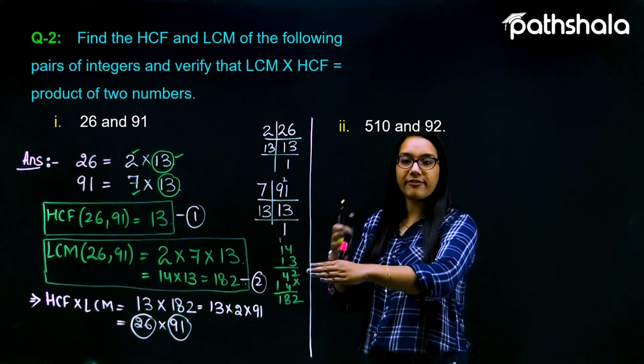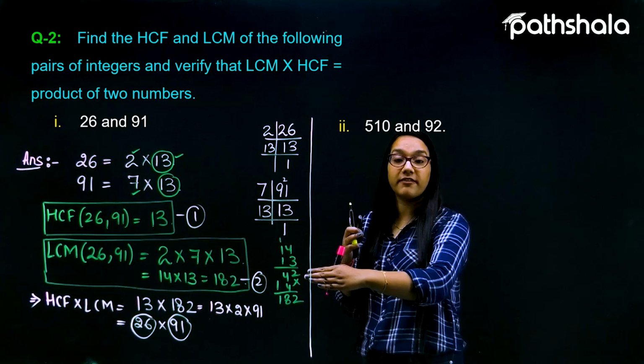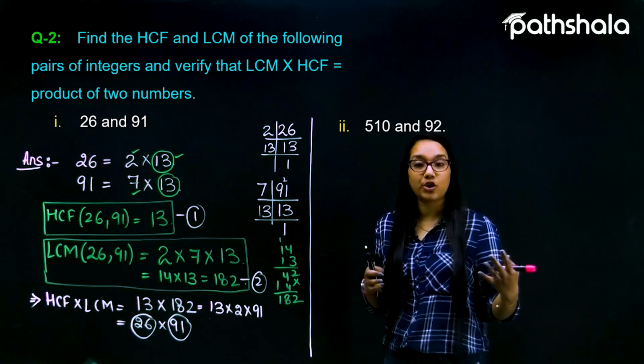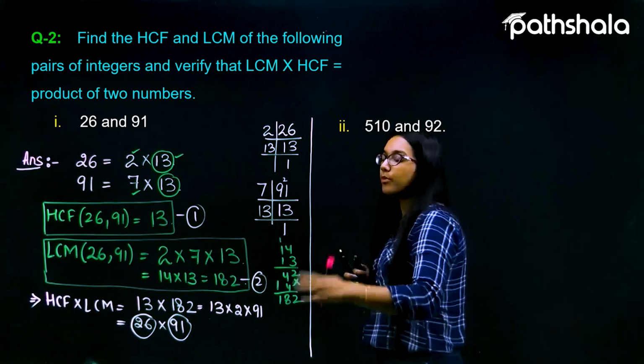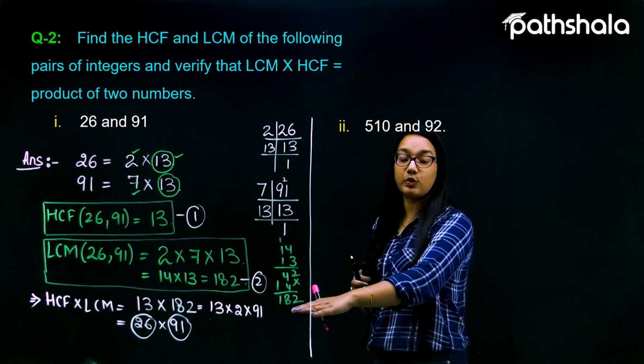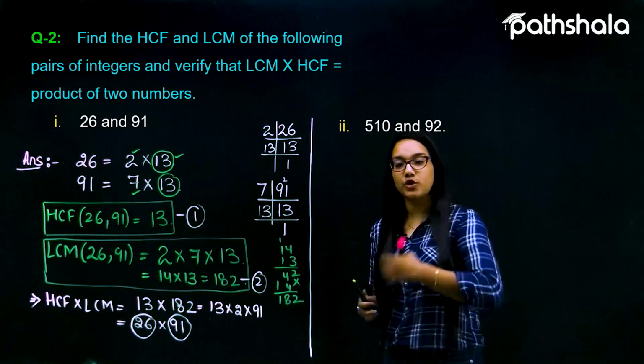So I guess it is all clear how we can find the HCF and the LCM using the prime factors, or the factorization of the two numbers. And from this concept, it is clear that HCF into LCM is the product of the two numbers. Let's move on further to the next part.